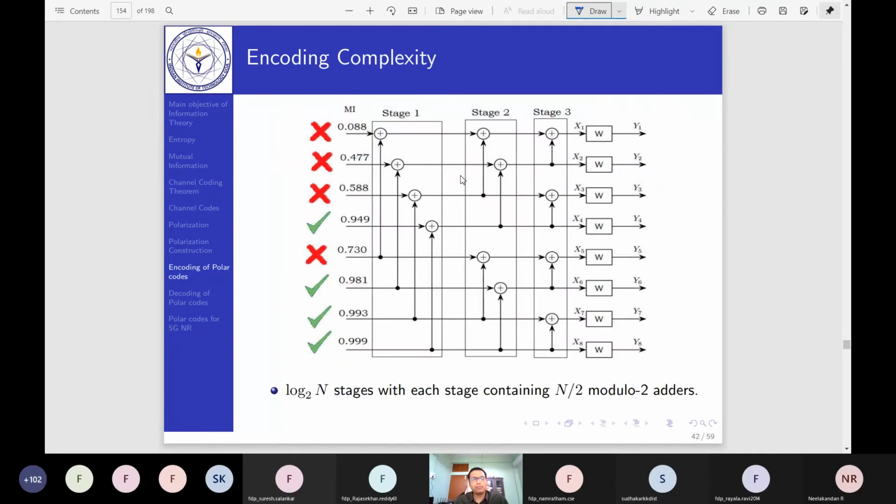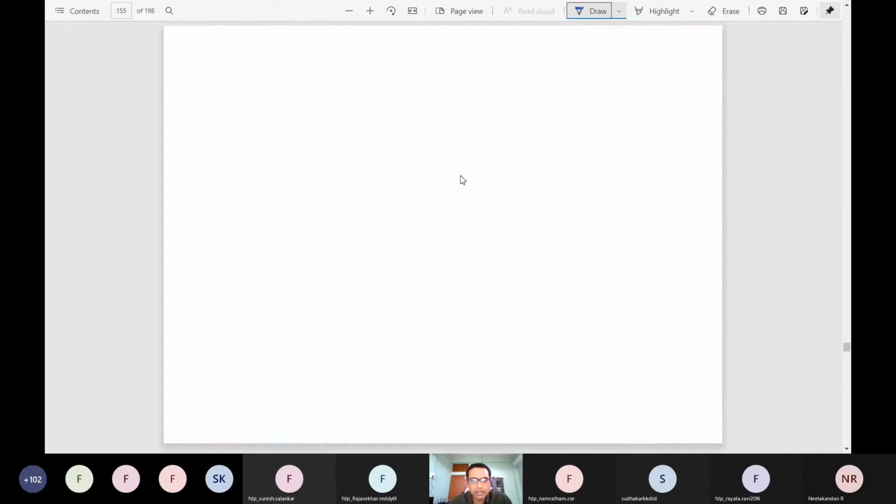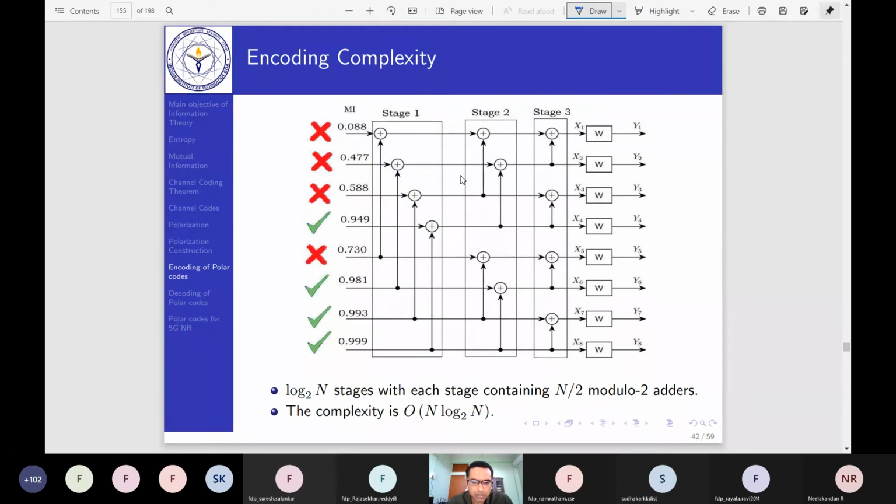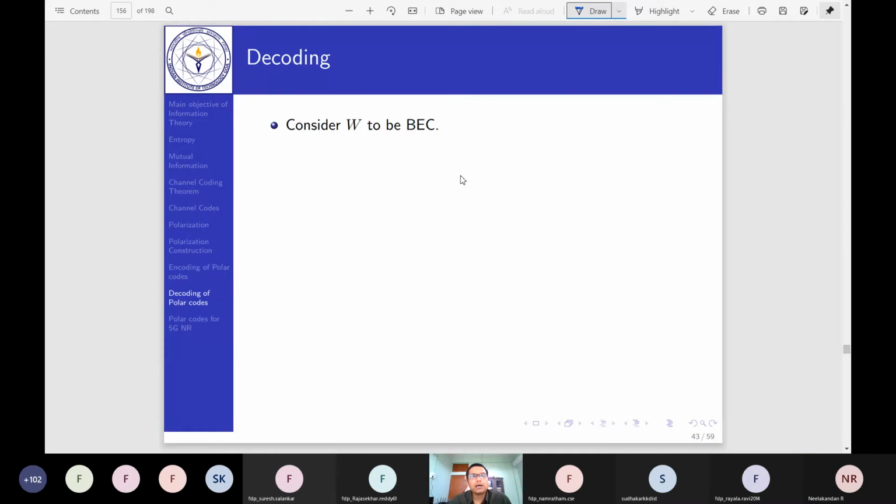So what is the encoding complexity? You can see that log 2 n stages are there, and there are n by 2 modulo 2 adders at each stage. So the complexity is of the order of n log n. Now coming to the decoding. The decoding is important for any error correcting code. Again, we will consider the binary erasure channel to understand the decoding process.